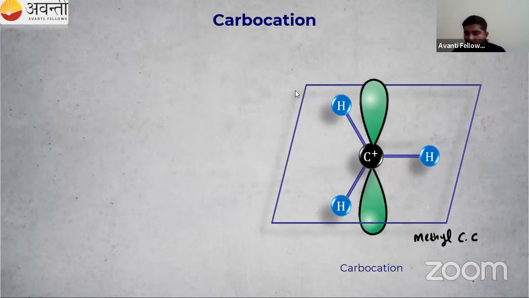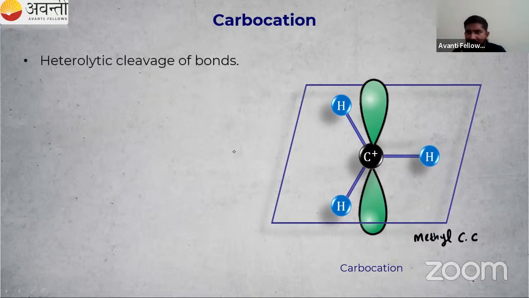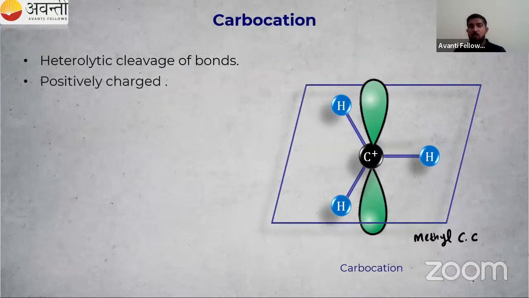In a carbocation, the carbon is forming 3 bonds and a positive charge is present. Carbon, 3 bonds, positive charge: that is our carbocation. How is it formed? By the heterolytic cleavage of bonds, leaving a positive charge.